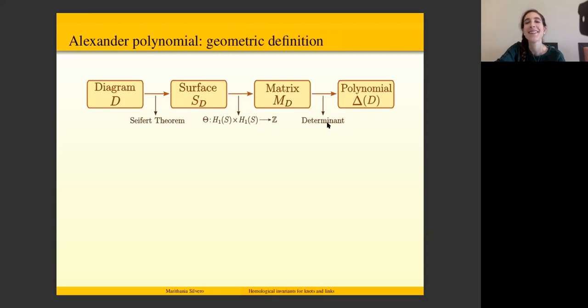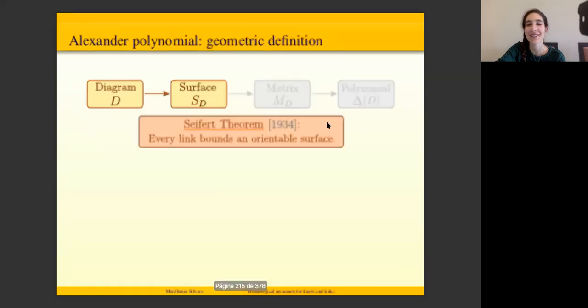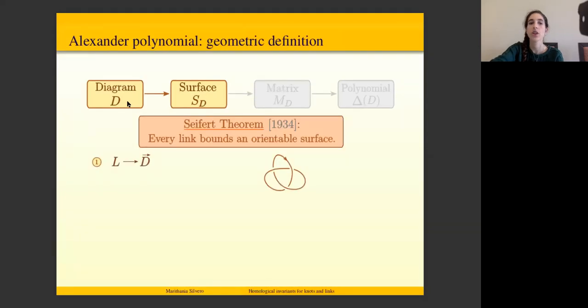So let's start. Seifert's theorem tells us that every link bounds an orientable surface. And we will see the proof because the proof is constructive, and we will need it for computing the Alexander polynomial of the trefoil knot. So we start with a link. Our link is going to be the trefoil. And we consider a diagram of the trefoil, and we give an orientation to the diagram.